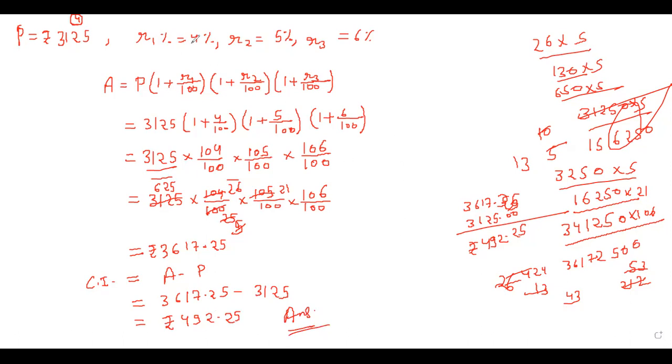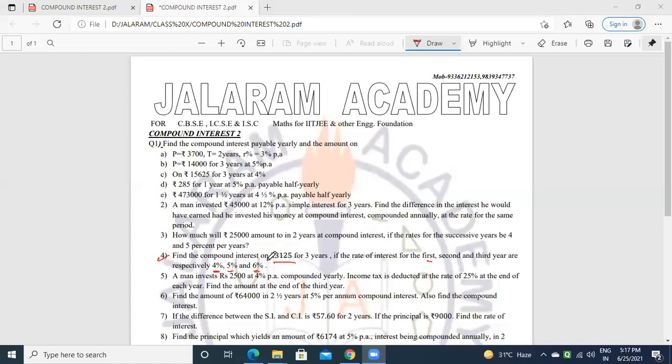So you must have understood how to find the compound interest when different rates of interest for 3 consecutive years are given, as it is given in our question number 4 of our assignment. Find the compound interest on rupees 3,125 for 3 years if the rates of interest for the first, second and third year are respectively 4%, 5% and 6%. Very easy.